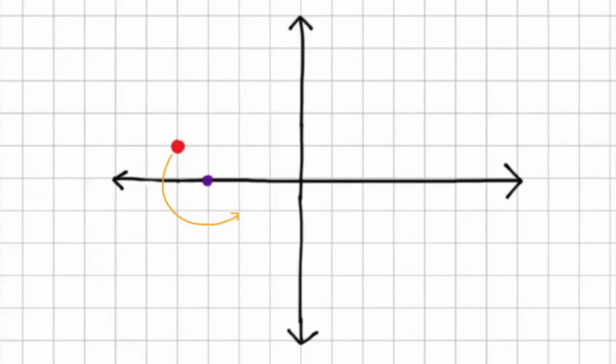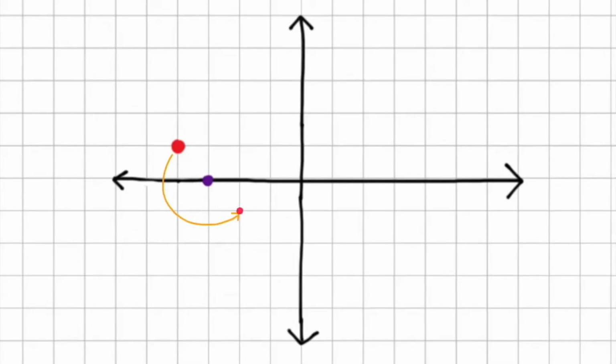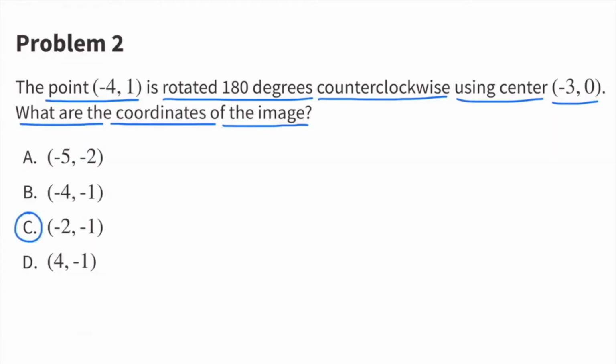Rotating 180 degrees counterclockwise using the purple point as the center, the new coordinate would be -2 and -1. After the rotation, the point would have the new coordinates -2 and -1, so the answer would be C.